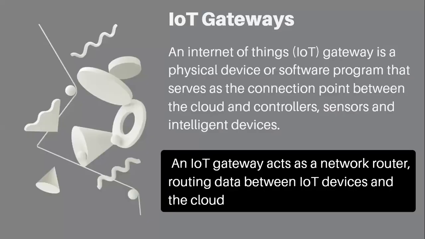So let's look at IoT gateways. What are IoT gateways? An IoT gateway is a physical device or software program that serves as a connection between the cloud and controllers or sensors and intelligent devices. Simply put, an IoT gateway helps transmit local data as wireless data to the cloud. It picks up the local data from your microcontroller, converts it into wireless data, and then it's uploaded to the cloud.